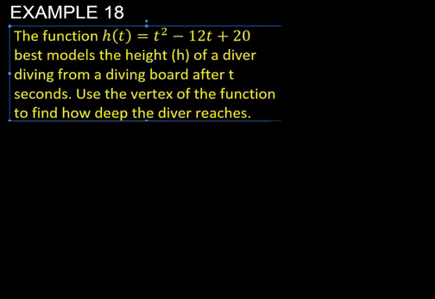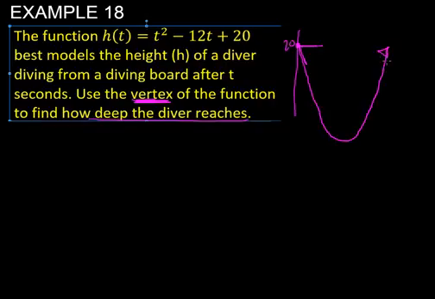Okay, here in this example, we're still given the same function, t squared minus 12t plus 20, but now we need to use the vertex to figure out how deep the diver reaches. So again, we have a diver diving off a diving board at some height, which is actually 20 from the problem. Okay, so they dive off, they fall down, they reach the water, and then they come back up. And if they were actually to keep flying, they would reach the top, they would go out of the water. But because they just reach right here.